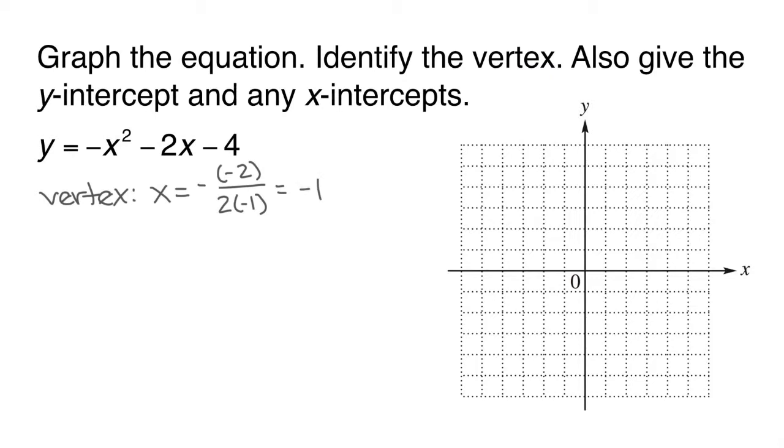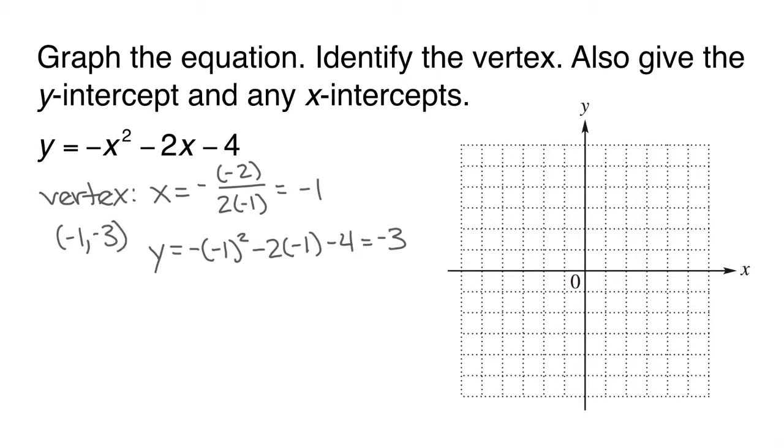We can find the y-coordinate of the vertex by substituting negative 1 for x. So we have y equals negative of negative 1 squared minus 2 times negative 1 minus 4, which is equal to negative 1 plus 2 minus 4, or negative 3. Therefore, the vertex is the point negative 1, negative 3.